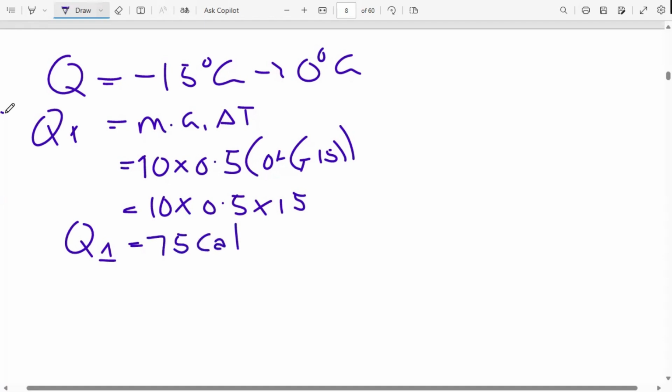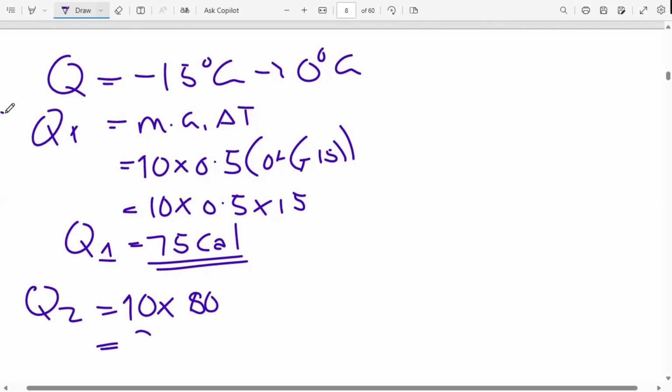75 calories. So this is Q1, the amount of heat energy that is required to change the temperature of the ice from negative 15 degrees Celsius to 0 degrees Celsius. Now let's find the amount of energy that is required to change the state of the ice, which we're going to call Q2, and this is equal to the mass of the ice, which is 10, multiplied by the latent heat of fusion, which they've given us as 80. So this is equal to what? This is equal to 800 calories.